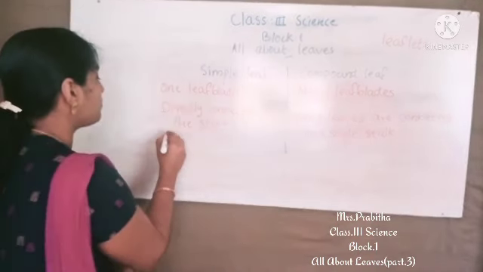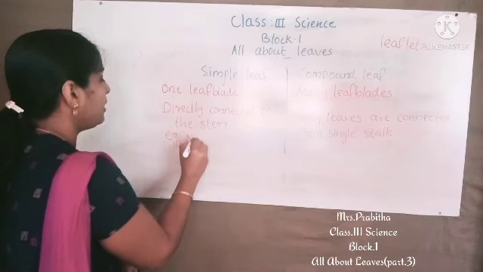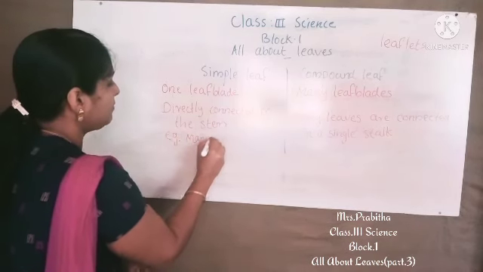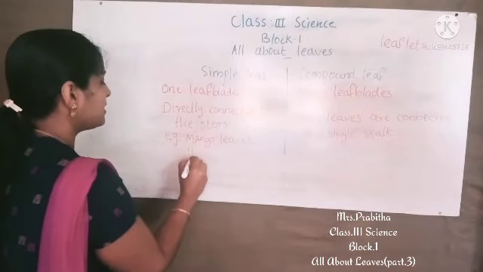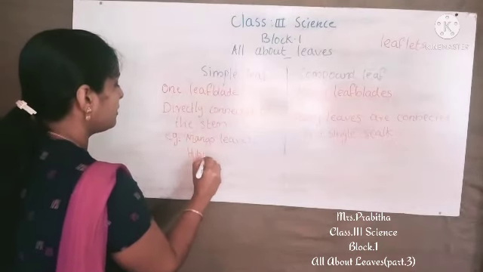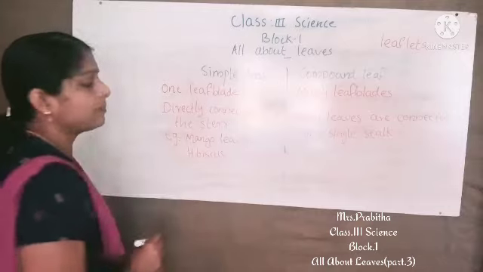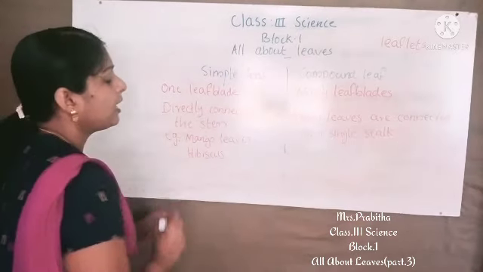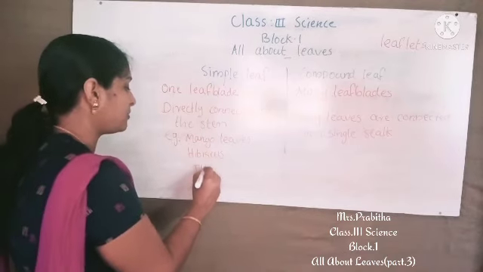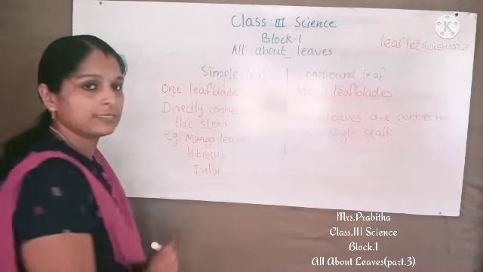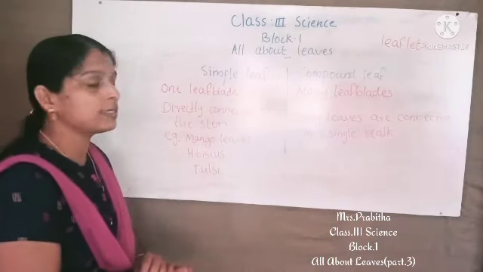That are the examples for simple leaf. Okay, so examples for simple leaf: mango leaves, then hibiscus leaves of hibiscus plant. Okay, then we can write many examples. Tulasi leaves, all you can give as examples. Okay, tulasi, leaves of tulasi, these all are the examples for simple leaf.